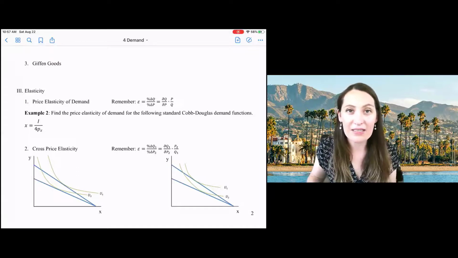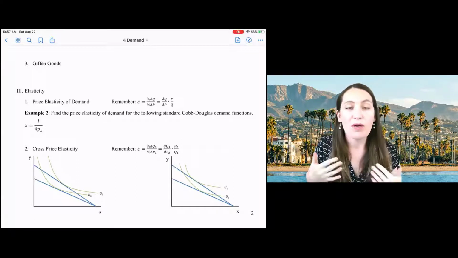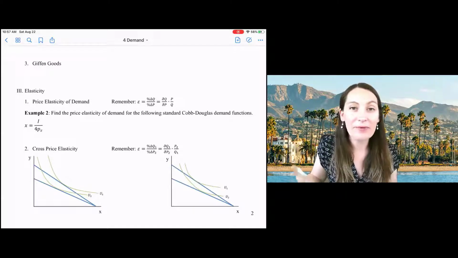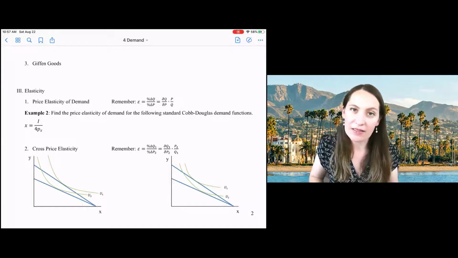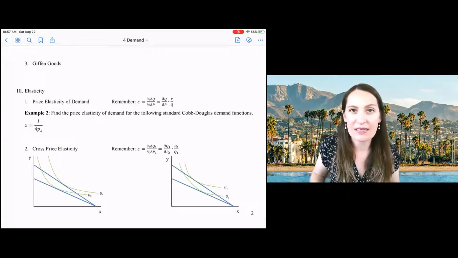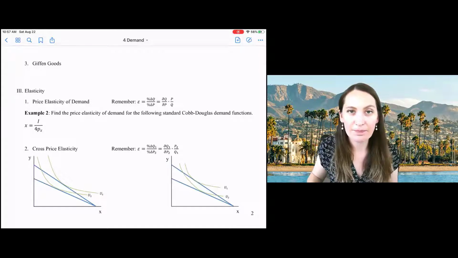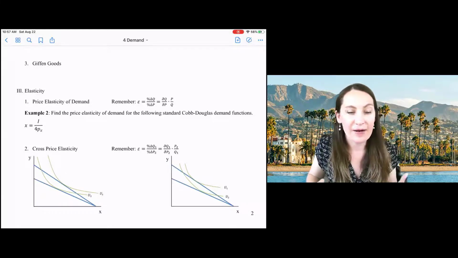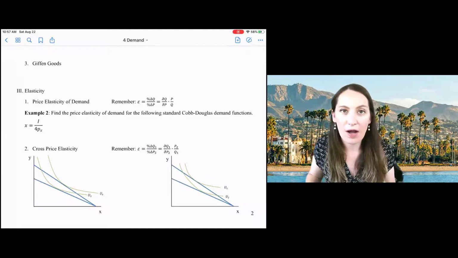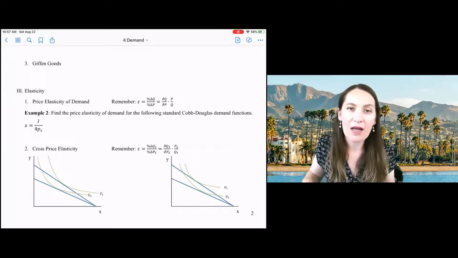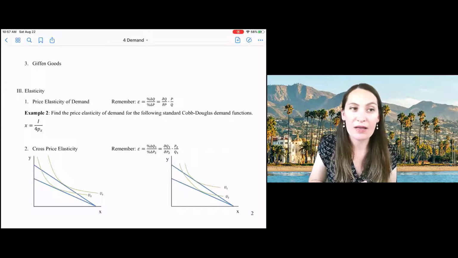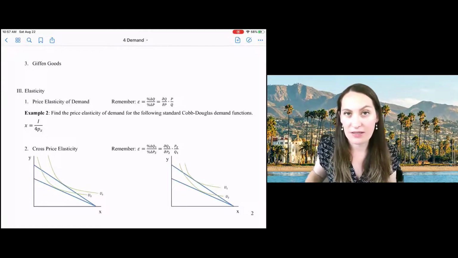I want to circle back to talk about elasticity, which we talked a bit about in the math review, but now that we have gone through consumer choice and talked a lot about demand and where it comes from, I want to remind you what calculation and interpretation of elasticity will look like in this context. So I want to start by finding the price elasticity of demand for a Cobb-Douglas demand function. And I have a specific demand equation here, but what I'll show you is applicable to all Cobb-Douglas demand equations.